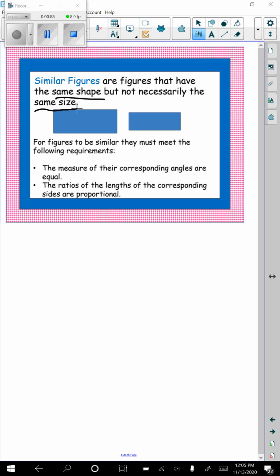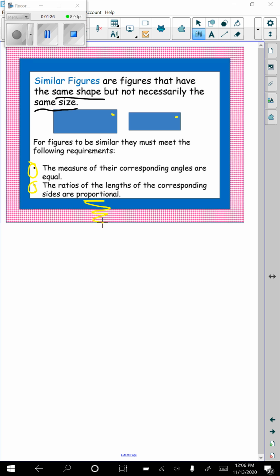So two requirements have to happen in order for them to truly be similar to each other. First, the measures of their corresponding angles are equal to each other. For example, right here I have this angle and this angle are the same. They're 90 degrees because we know all the angles within a rectangle are 90 degrees, but they are corresponding because they're in the same spot, and they're equal to each other. The second thing that has to be true is the ratio of the lengths of the corresponding sides have to be proportionate. This is why we always do proportions before we do this lesson.